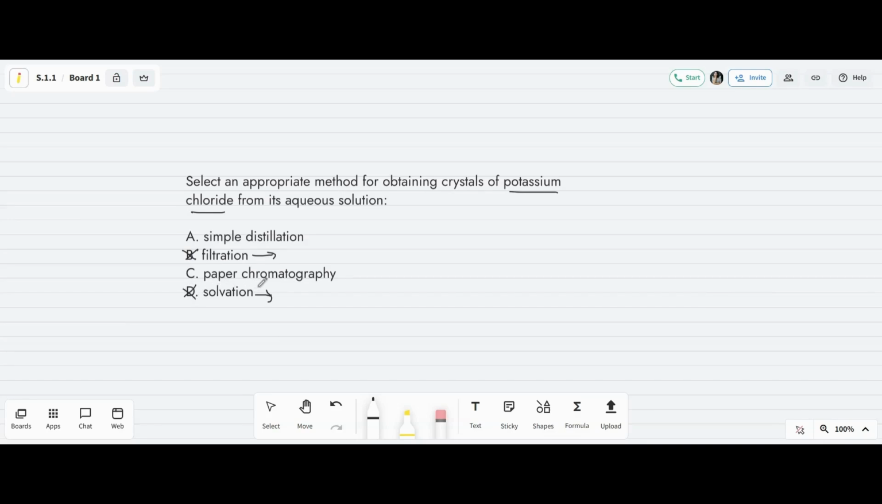Paper chromatography, we cannot use paper chromatography as there is only one solute in the solvent. Simple distillation is when you distill out the lower boiling substance, that is, distill away the water, followed by recrystallizing potassium chloride. So the best option is A.